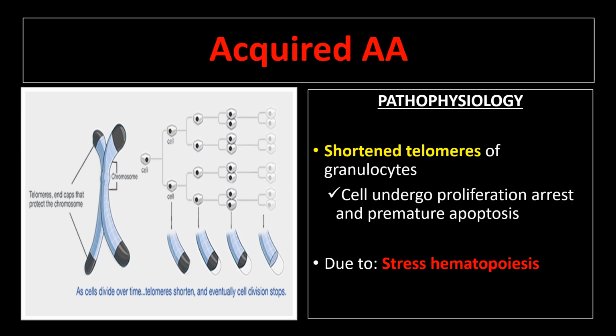Also, shortened telomeres occur most often in patients with pancytopenia who do not respond to immunosuppressive therapies. Again, if you have shortened telomeres, what are the effects? There would be proliferation arrest and premature apoptosis, thus causing a decrease in cell formation or cell division.